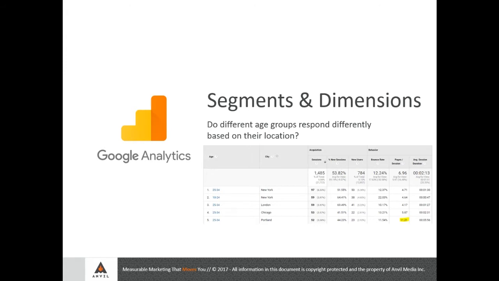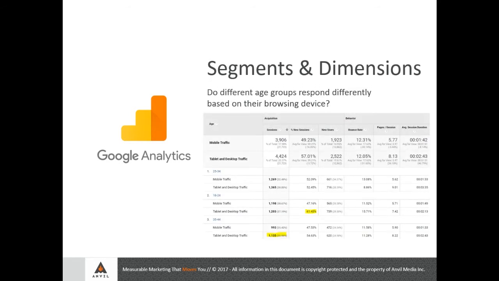Another example with age groups, you can look at locations. We find that, wow, a lot of people in Portland in the 25 to 34-year-old range responded really well. They went very deep in the site, spent a lot of time on there. And so we can target more funds on Portland in our next campaign, or do something, a special landing page or a special post targeting that location, and see if we can get more out of that.